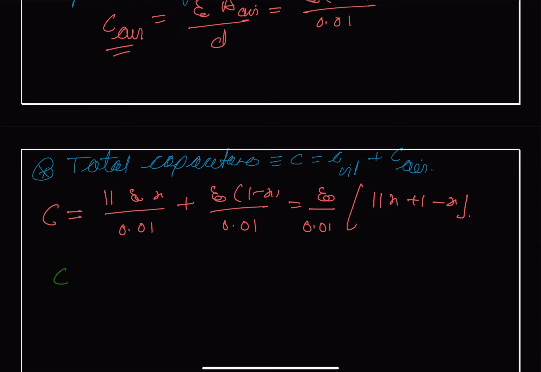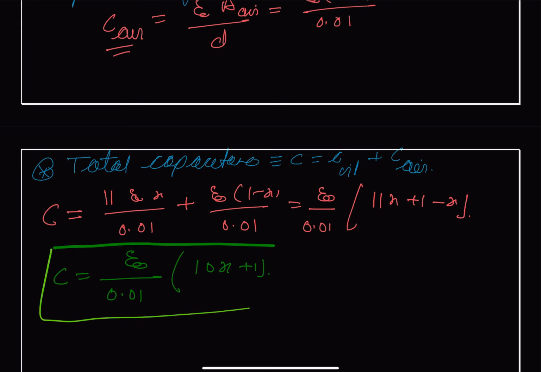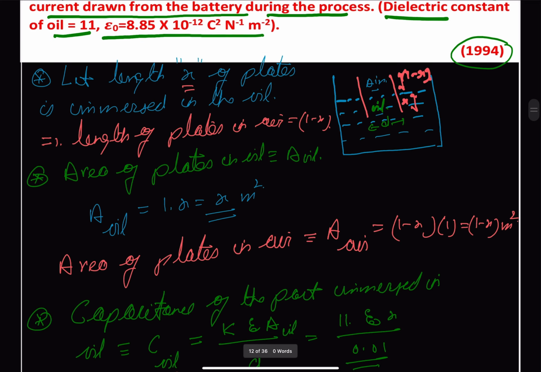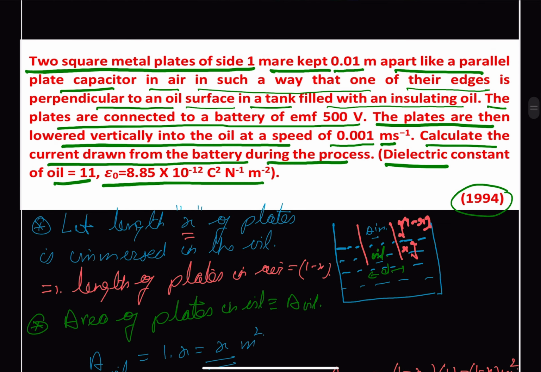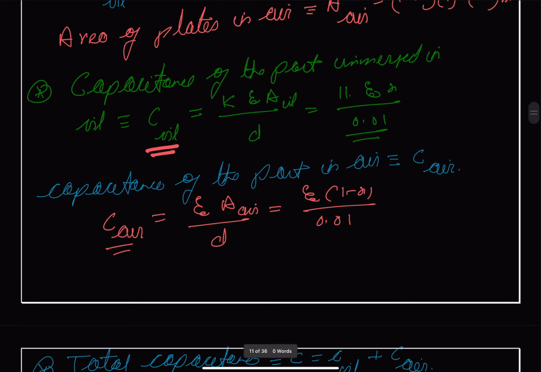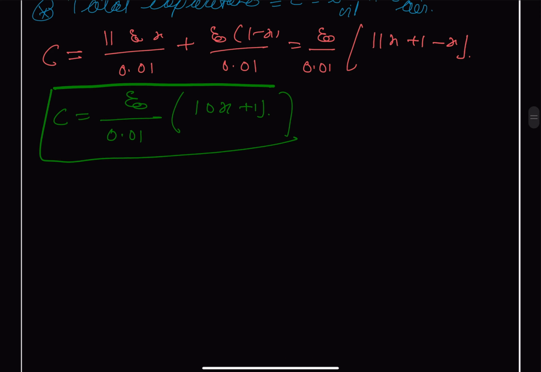So we get our C will be equal to epsilon naught 0.01, and this comes as 10x plus 1. So this is our capacitance, and because it is given that this capacitor is connected with a voltage source of battery EMF of 500 volt, based on this we can find out the charge, and based on the charge, we can find out the current.